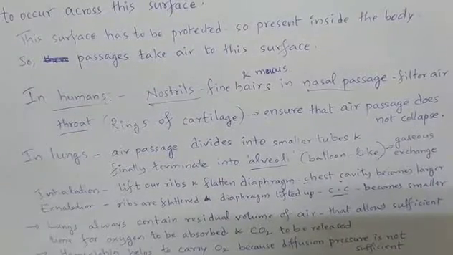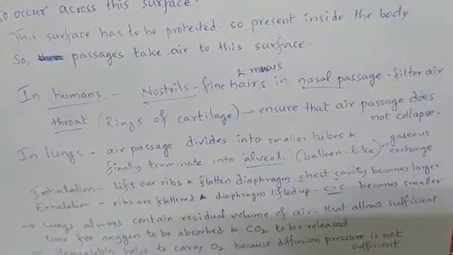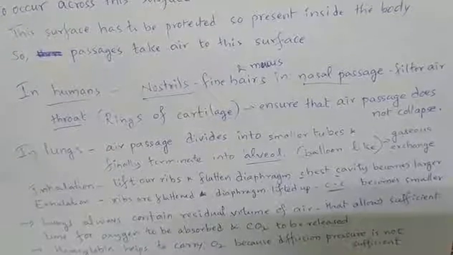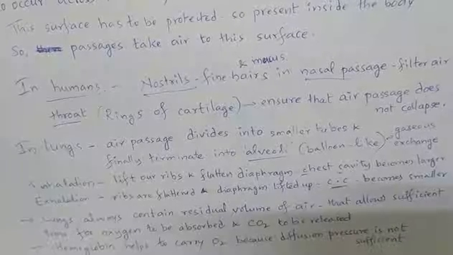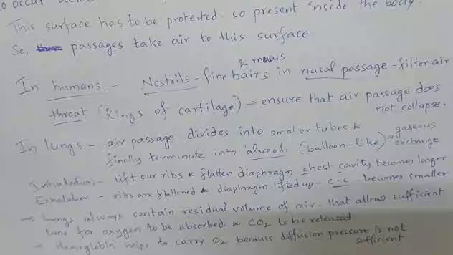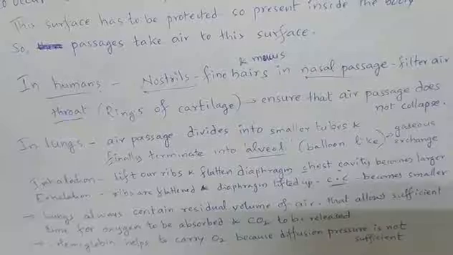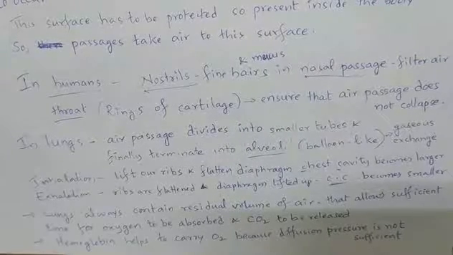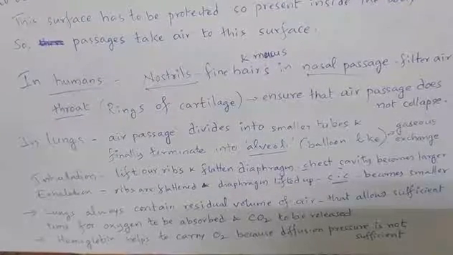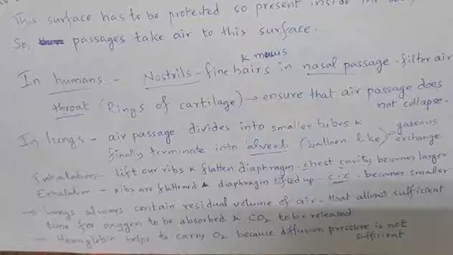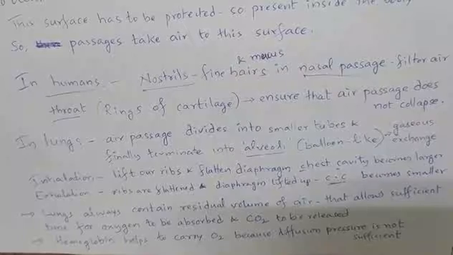But how does air enter inside and how does air exit outside? The entry of air into lungs is known as inhalation. Inhalation occurs when our ribs are lifted up and the diaphragm is flattened. When ribs are lifted up and the diaphragm is flattened, the chest cavity becomes larger. And exhalation: when ribs are flattened and the diaphragm is lifted up, the chest cavity becomes smaller. Then the air will move out.